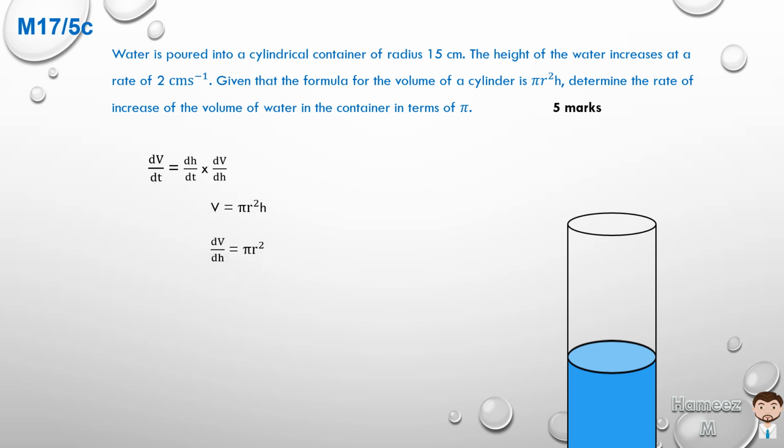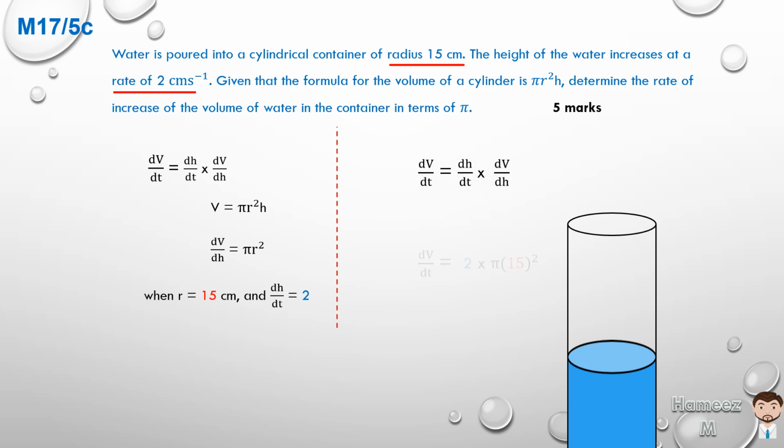So dV/dH is equal to pi r squared, because pi and r are constants, where r is equal to 15 centimeters. And we know dH/dt, they give us the rate at which the height increases, and that is 2 centimeters per second. So if we substitute, dV/dt is equal to dH/dt times dV/dH, which is equal to 2 times pi times r squared, where r is 15. So 15 squared is 225, 225 by 2 is 450 pi. So dV/dt is equal to 450 pi centimeter cube per second.